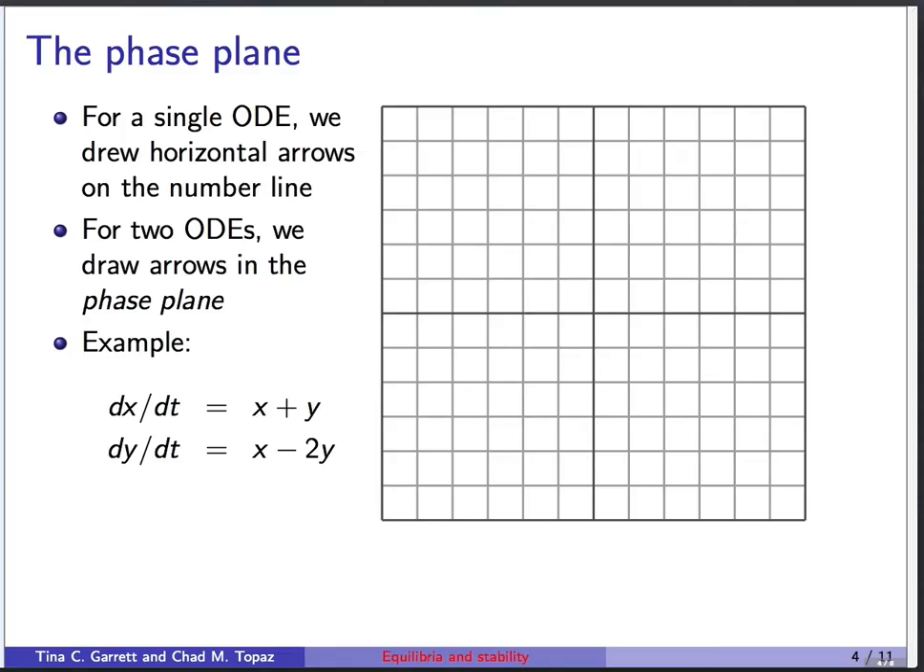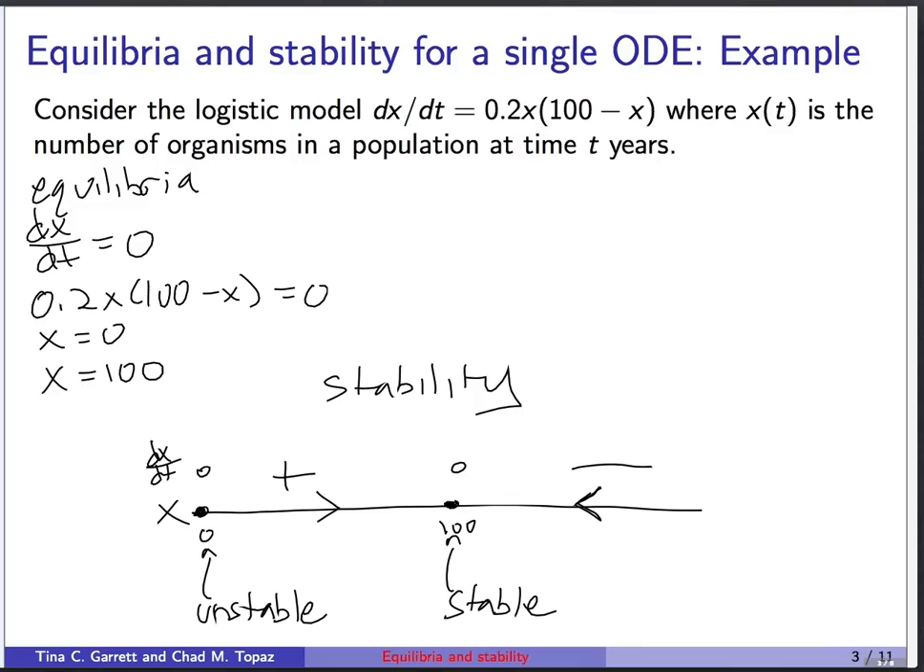Now let's talk about systems where we have two ordinary differential equations. What we just did for a single ODE was to draw horizontal arrows on that number line to figure out what the equation would do. And for two ODEs, what we're going to do is draw arrows in the phase plane. This thing we just looked at is sometimes referred to as the phase line. It's the way you represent a differential equation when you have one dependent variable.